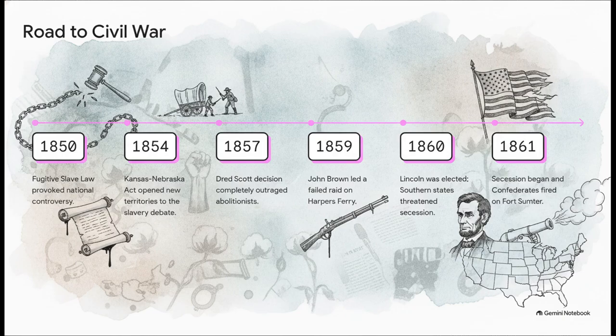In 1859, the radical abolitionist John Brown led a failed raid on Harper's Ferry to start a slave revolt. So by the time Republican Abraham Lincoln was elected in 1860, the tension had totally snapped. Southern states began seceding, they eventually formed the Confederacy, and in April 1861, Confederates fired on Fort Sumter. The war had officially begun.